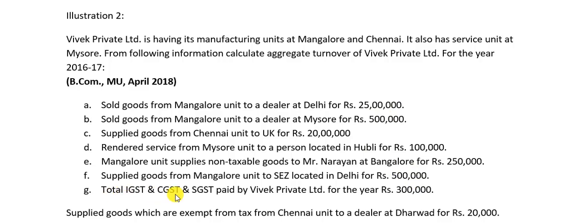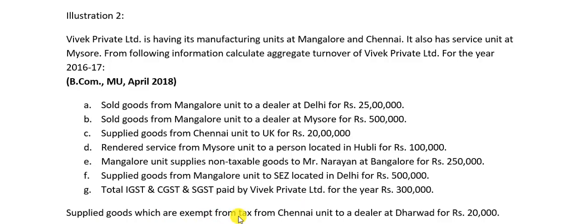Total IGST, CGST and SGST paid by Vivek Private Limited for the year: rupees 3 lakh. So please understand this. In this last case, is this a supply? All others are supplies, yes or no? Either supply of goods or supply of services. But is this a supply? No. This is the tax paid by that particular SSE. So if a particular transaction is not considered a supply, it will not come in the turnover. We will not take that in aggregate turnover, as simple as that.